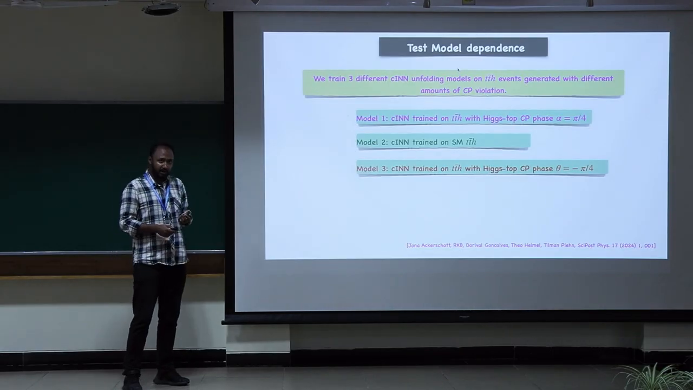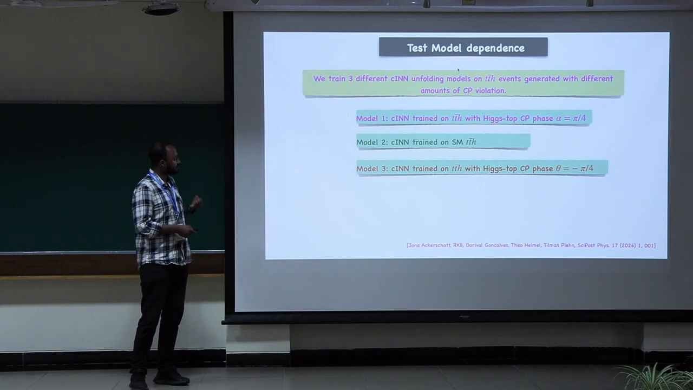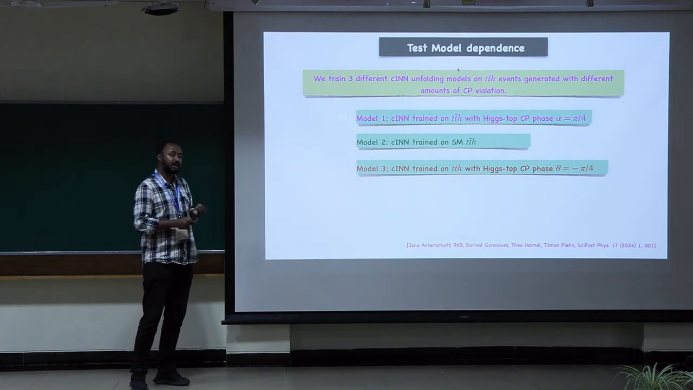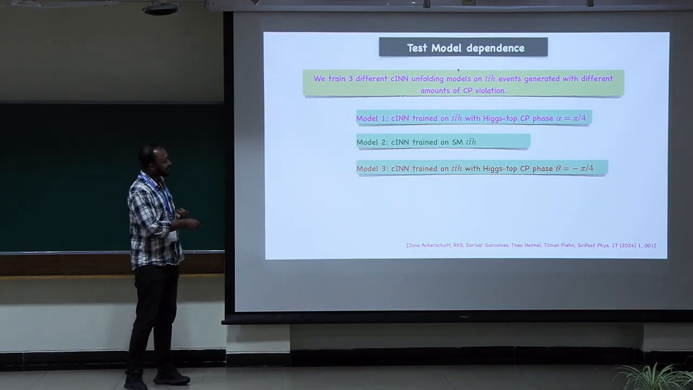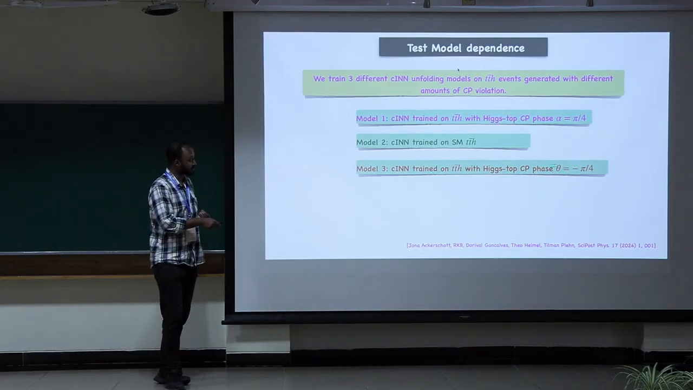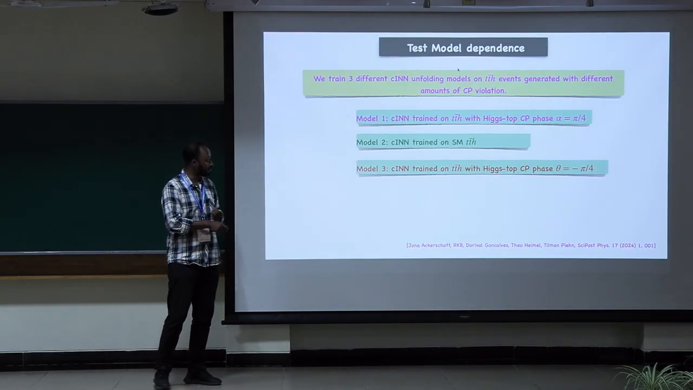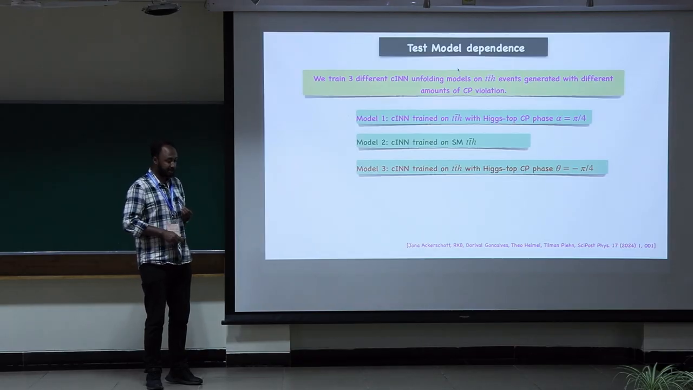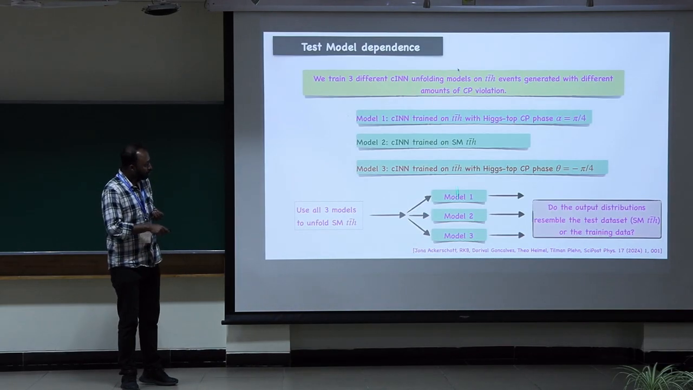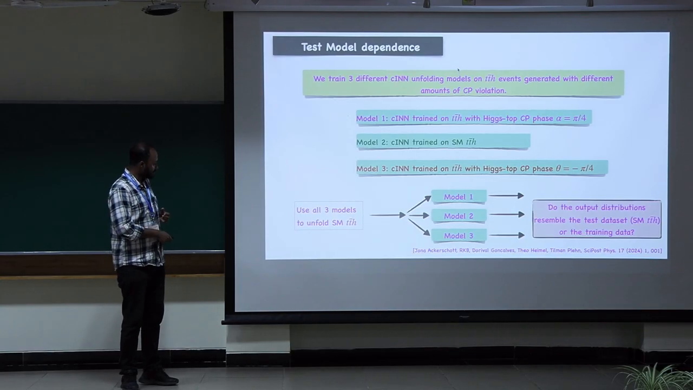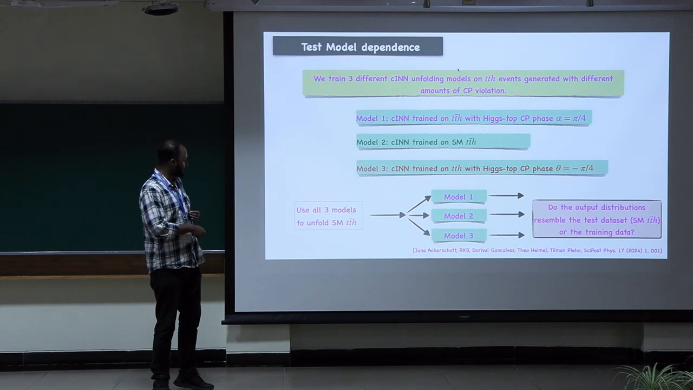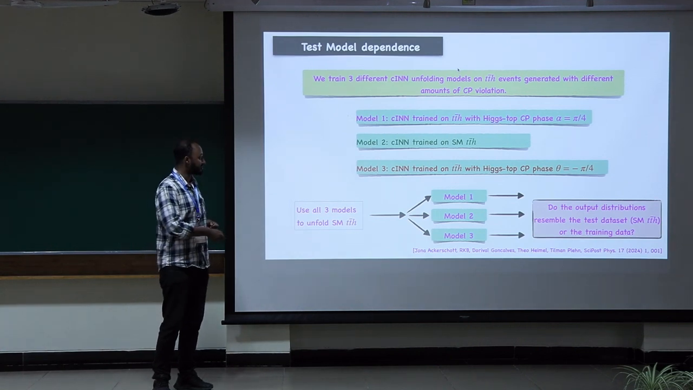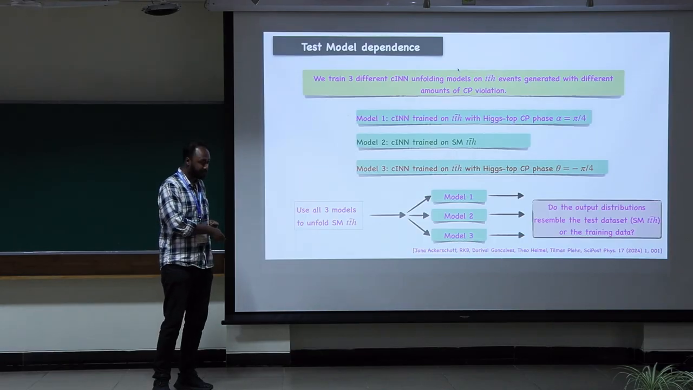And finally, to test model dependence, we train 3 different models. The first model is trained on t t-bar Higgs events generated with the Higgs-top CP phase of plus pi by 4. Model 3 is trained on t t-bar Higgs events generated with the Higgs-top CP phase of minus pi by 4. And model 2 is trained on standard model t t-bar Higgs. Now, we use all 3 models, which were trained independently on different data sets, to unfold the standard model t t-bar Higgs. So what we want to see is whether the output distributions resemble the test data set, which is the standard model t t-bar Higgs, or whether they resemble more the training data set, which is different for model 1 and model 3.